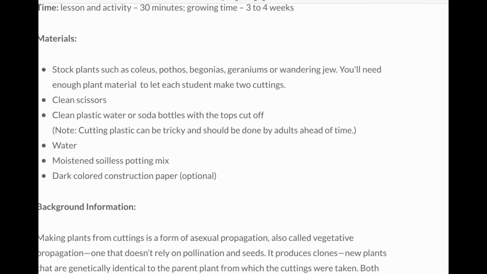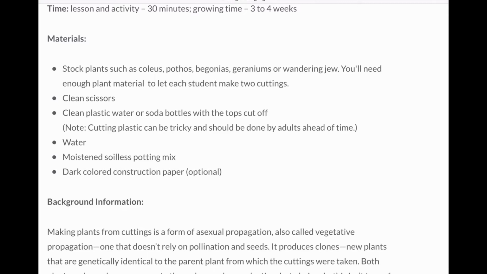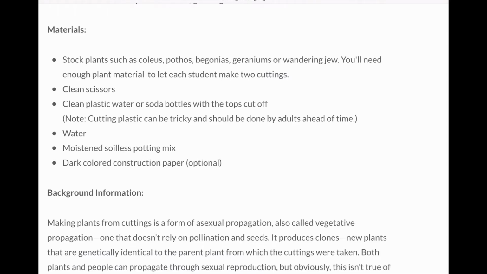Okay, the materials are here. I didn't have all of these materials, but you'll see what I had. I had something different. I had water, apple cider vinegar, and my original plant, and some dirt.